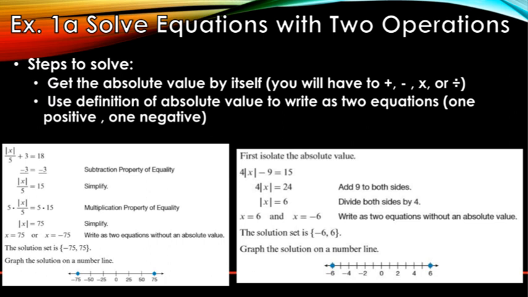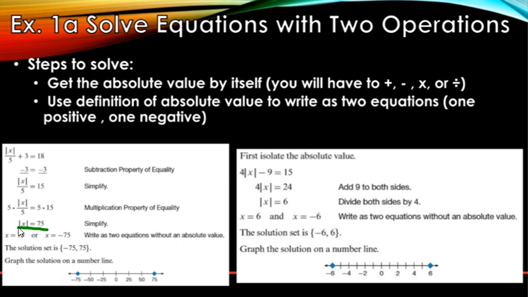The steps in order to solve these: first step is to get the absolute value by itself. You may have to add, subtract, multiply, or divide to get the absolute value by itself. Once you have the absolute value by itself, then you use that definition of absolute value to write it as two equations, one with a positive equal to, and one with a negative equal to. So for here, they have absolute value of x equals 75. So you have to make x equals 75, x equals negative 75.